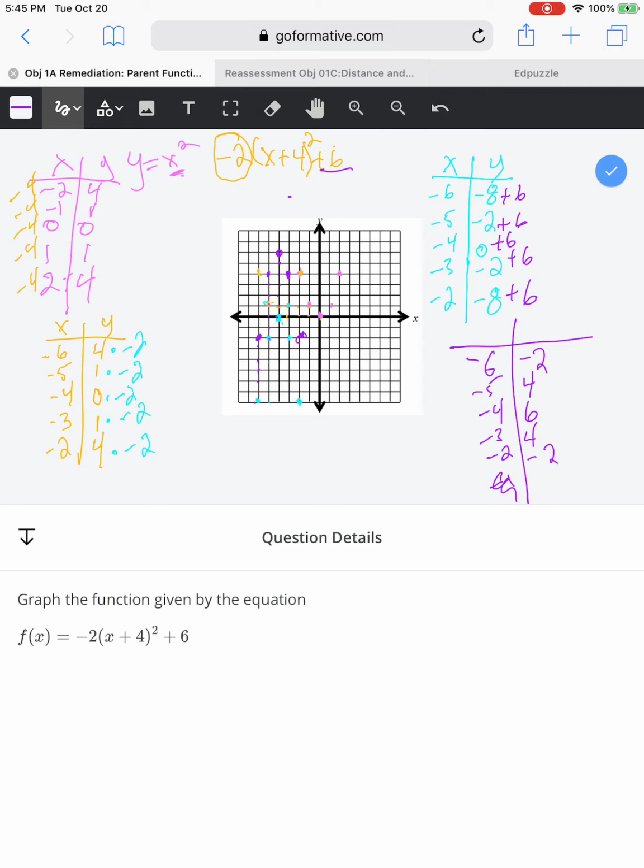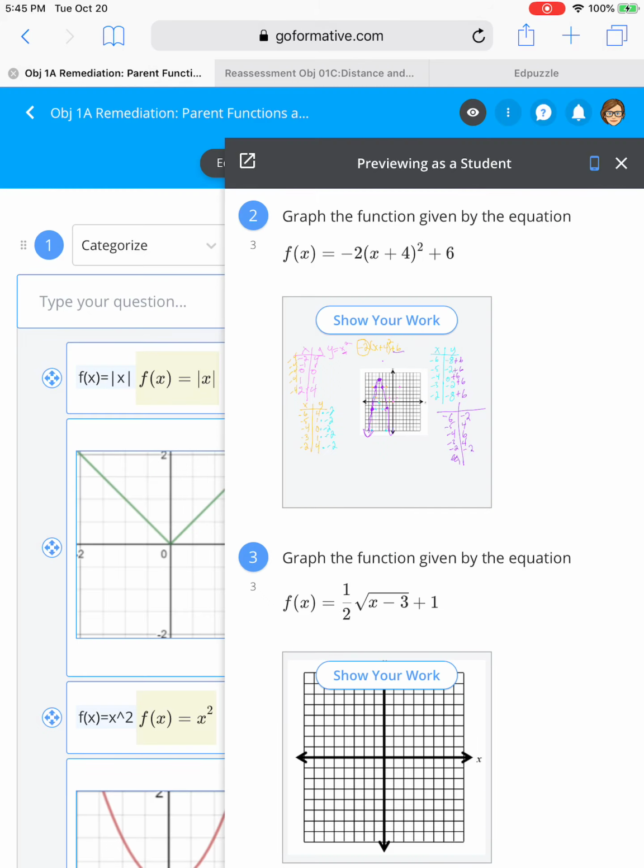And if I graph these points, so -6, -2, sure enough that's going to be there, -5, 4 will be right here, -4, 6 will be up here, -3, 4 in here, and so this is what my graph looks like. Trying to make it a little bit neater. You need to make sure that you have those points. So I know this is a pain, but that's what your graph would have to look like.